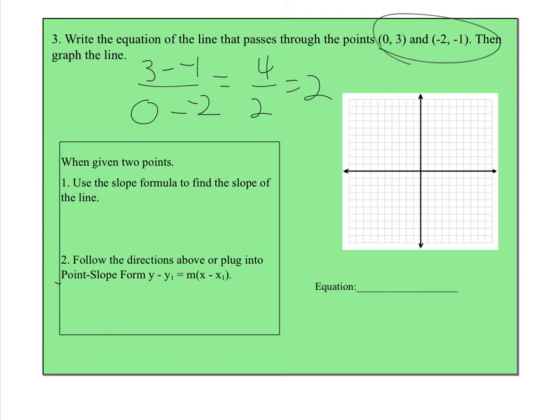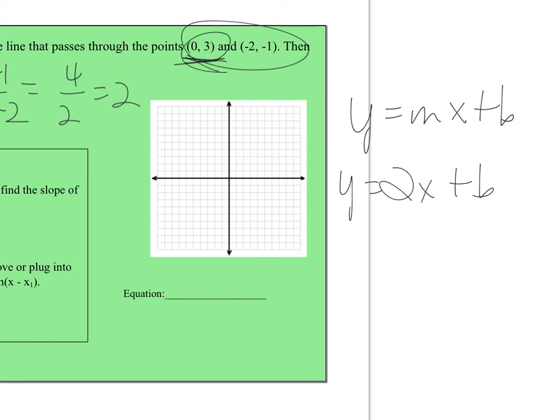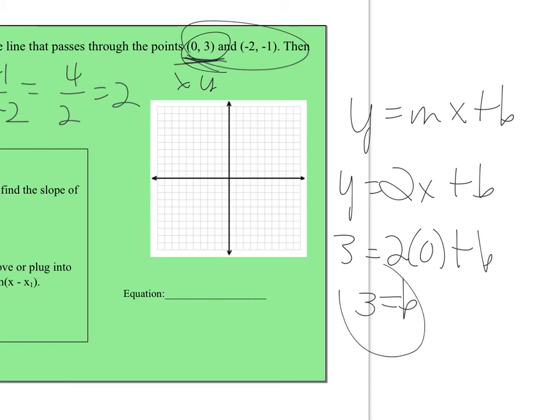So follow the directions from above or put it into point-slope form. In this case, I'm looking at the point (0, 3). Anytime I can deal with 0, do it, because it just makes your life easier. So if I go y equals mx plus b, my slope is 2. I just figured that out. So now I'm going to put this in for x and y. So I'm going to go 3 equals 2 times 0 plus b. Well, that's really simple. b is 3. Bam. So my equation then becomes y equals 2x plus 3.